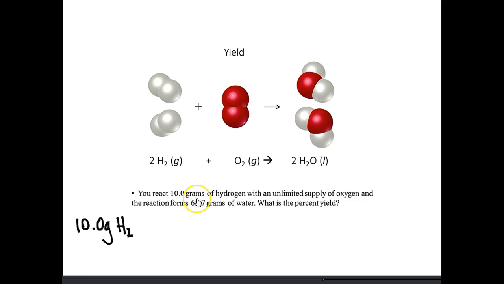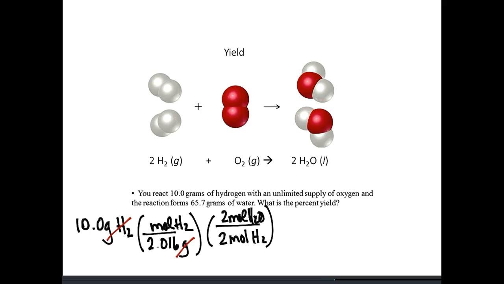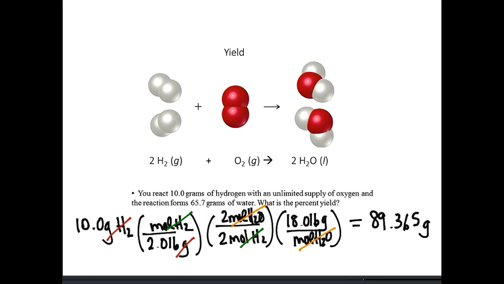So if we have 10 grams of hydrogen and an unlimited amount of oxygen, that means that the hydrogen is the only thing that limits how much we can make. So from the mass of hydrogen, we're going to start by finding how many moles of hydrogen that represents. And then we're going to convert that into moles of water using the stoichiometric coefficient 2 to 2. Then we're going to convert that into grams of water, and that's going to tell us the maximum possible mass of water that we possibly could have formed. It appears that it's 89.365 grams.